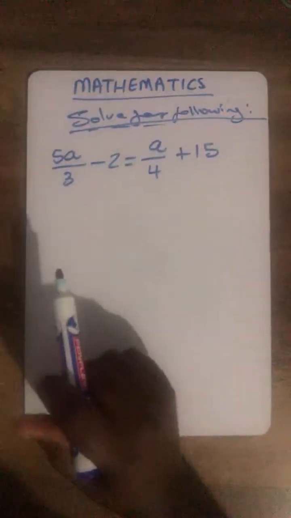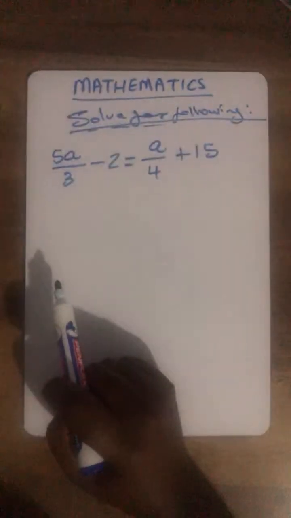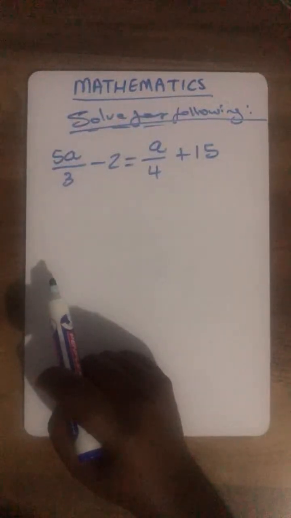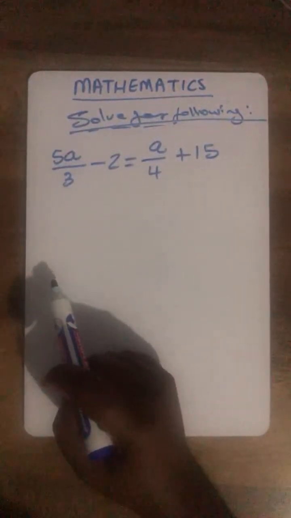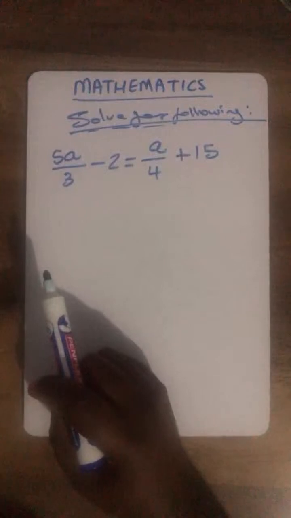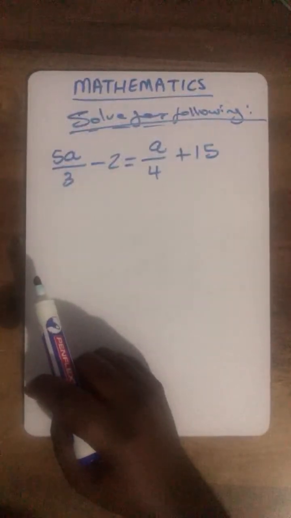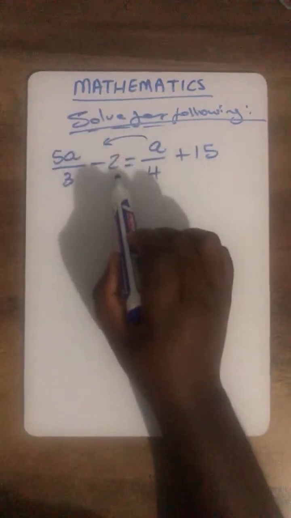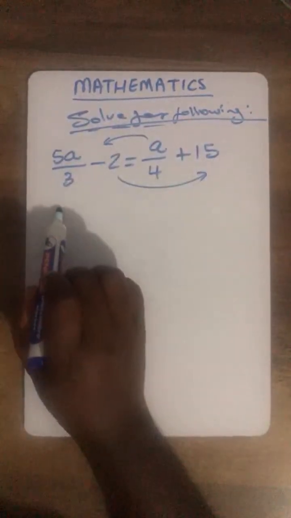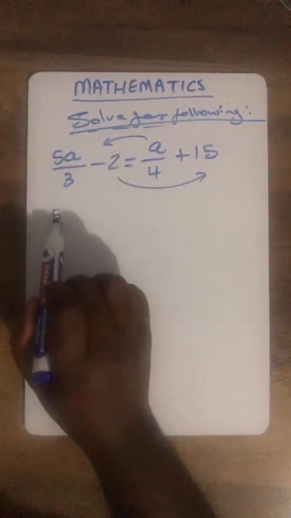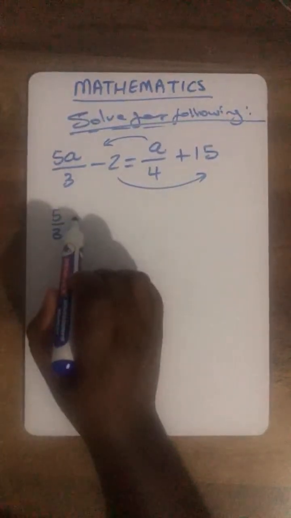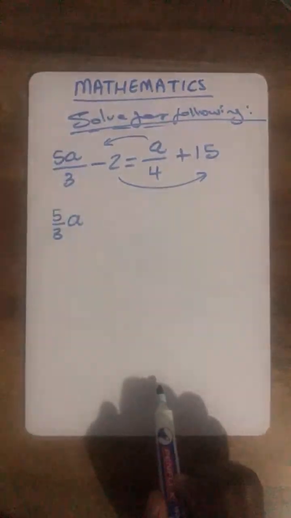Let's see. Remember, guys, I did say there are multiple ways in which you can work this out. I will try by all means to do it differently, just so that you're exposed to other possible ways. So how about you take this to the other side, you take that to the other. That means you end up having 5a over 3. It is still the same as 5 over 3a, honorable members, still the same thing.